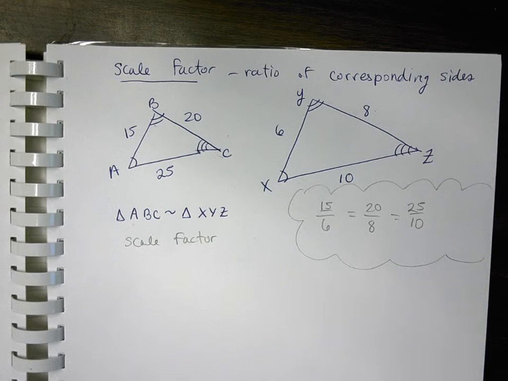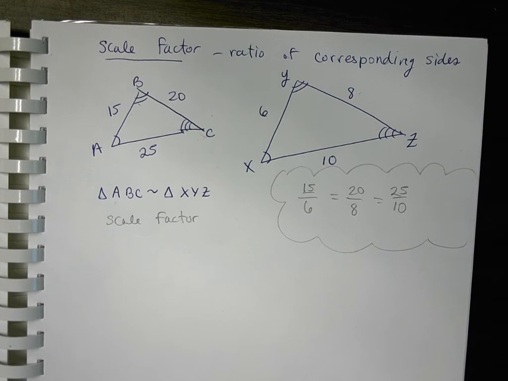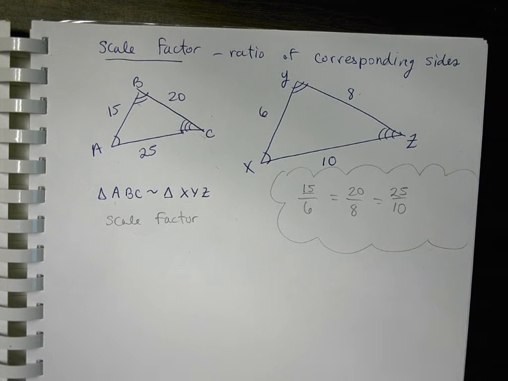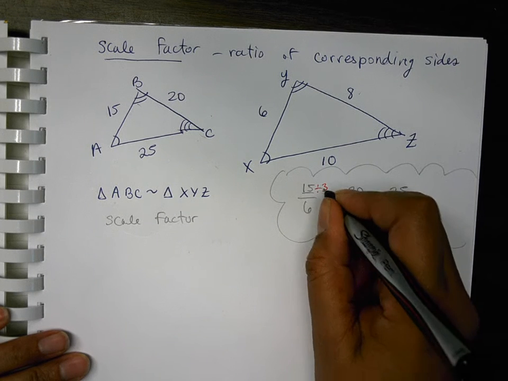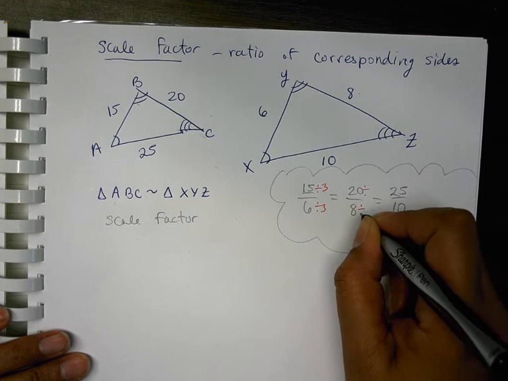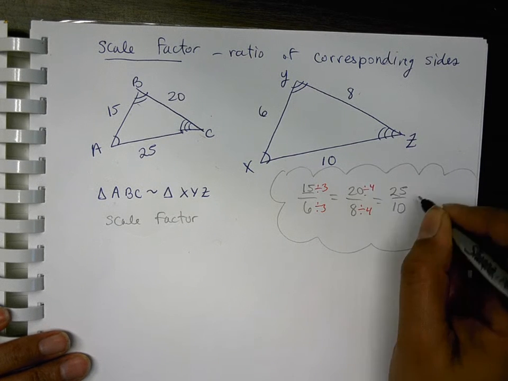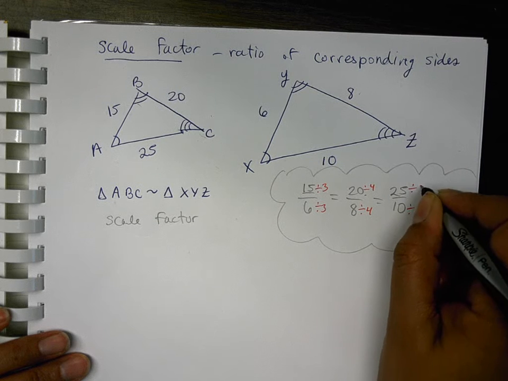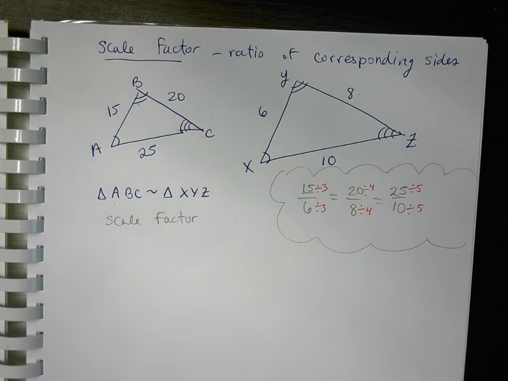Let's reduce those. What goes into 15 and 6? What divides into 15 and 6? What divides into 20 and 8? 4. And what divides into 25 and 10? Okay. Reduce them and see if they come out the same.